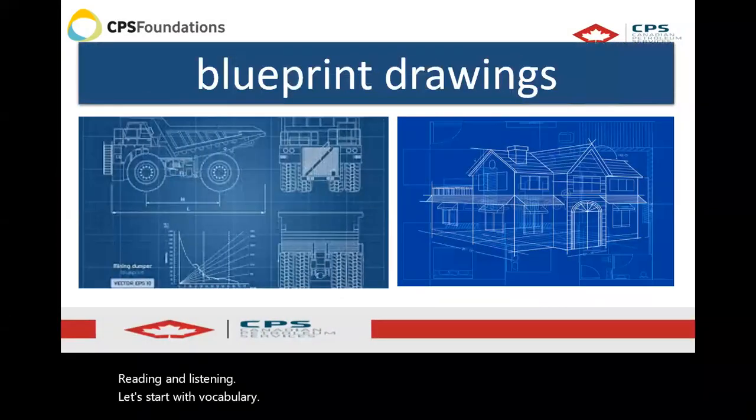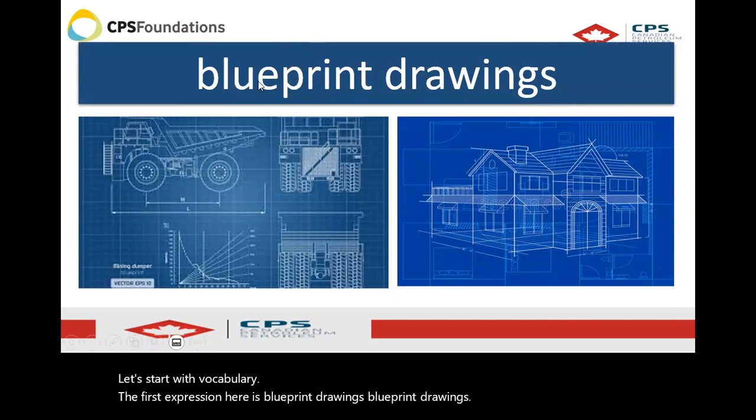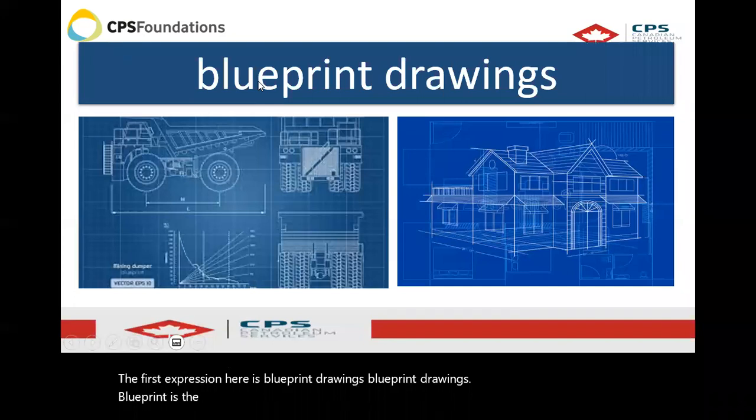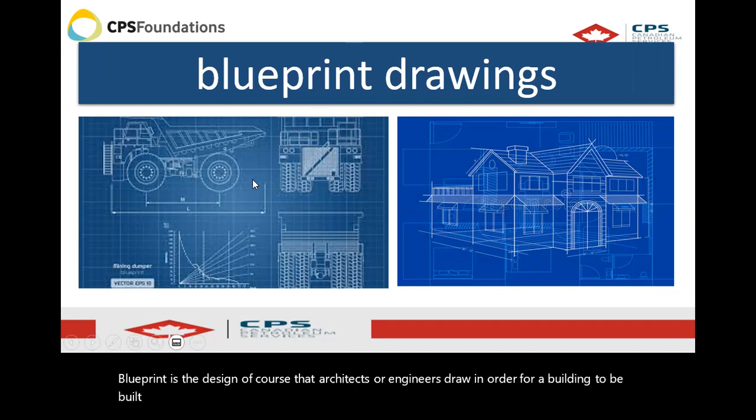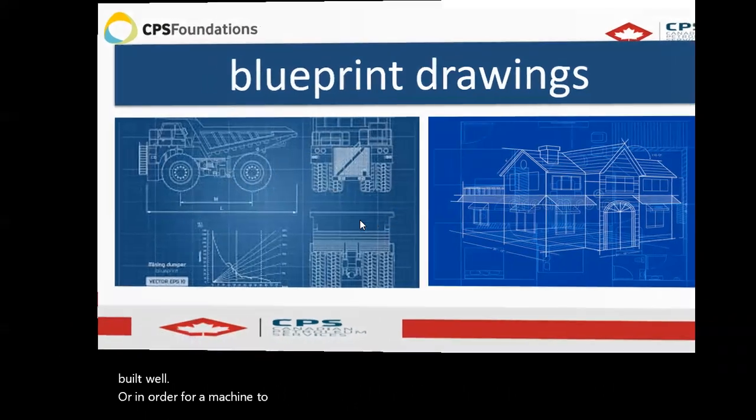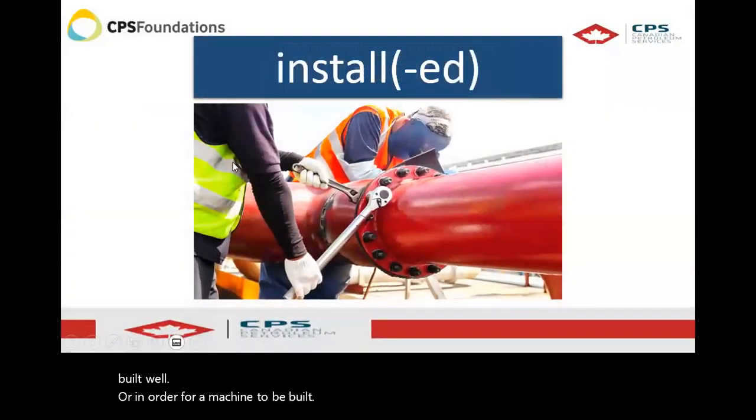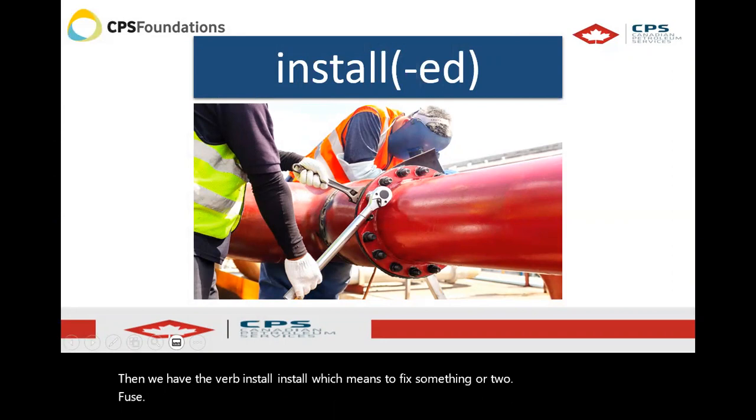The first expression here is blueprint drawings. A blueprint is a design that architects or engineers draw in order for a building to be built well, or in order for a machine to be built. Then we have the verb install, which means to fix something or to use some objects to another bigger object.